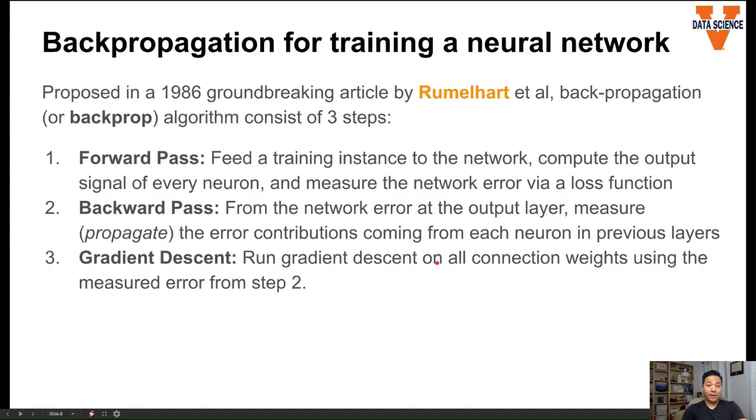And then the third step is gradient descent. Without a lot of explanation here, you just run gradient descent on the connection weights using the errors that were measured in step 2.